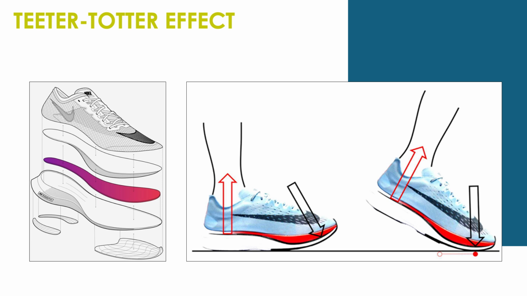Nike refers to the teeter-totter effect as the lever-like mechanism created by the curved carbon fiber plate embedded in the midsole. When the heel strikes the ground, the plate flexes slightly and, together with a responsive foam, helps to propel the runner forward during the toe-off. This motion mimics a seesaw, hence the name, and contributes to a smoother transition and improved running efficiency.